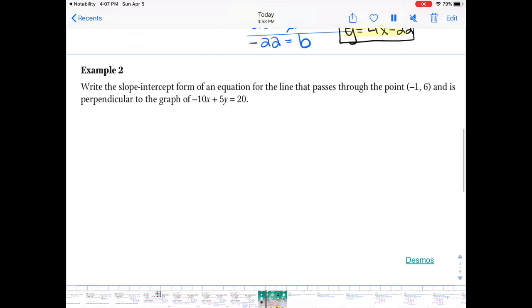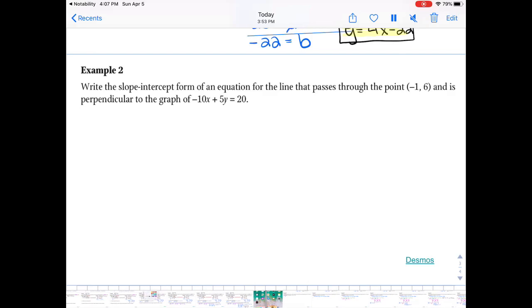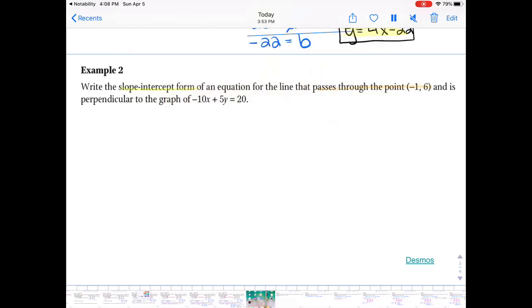So example 2 says, write the slope-intercept form of the equation for the line that passes through (-1, 6) and is perpendicular to the graph of -10x + 5y = 20. So this again is asking for slope-intercept form, so we know that is y = mx + b. It passes through the point (-1, 6), but this is the key, perpendicular. Last time it was parallel, so they had the same slope.